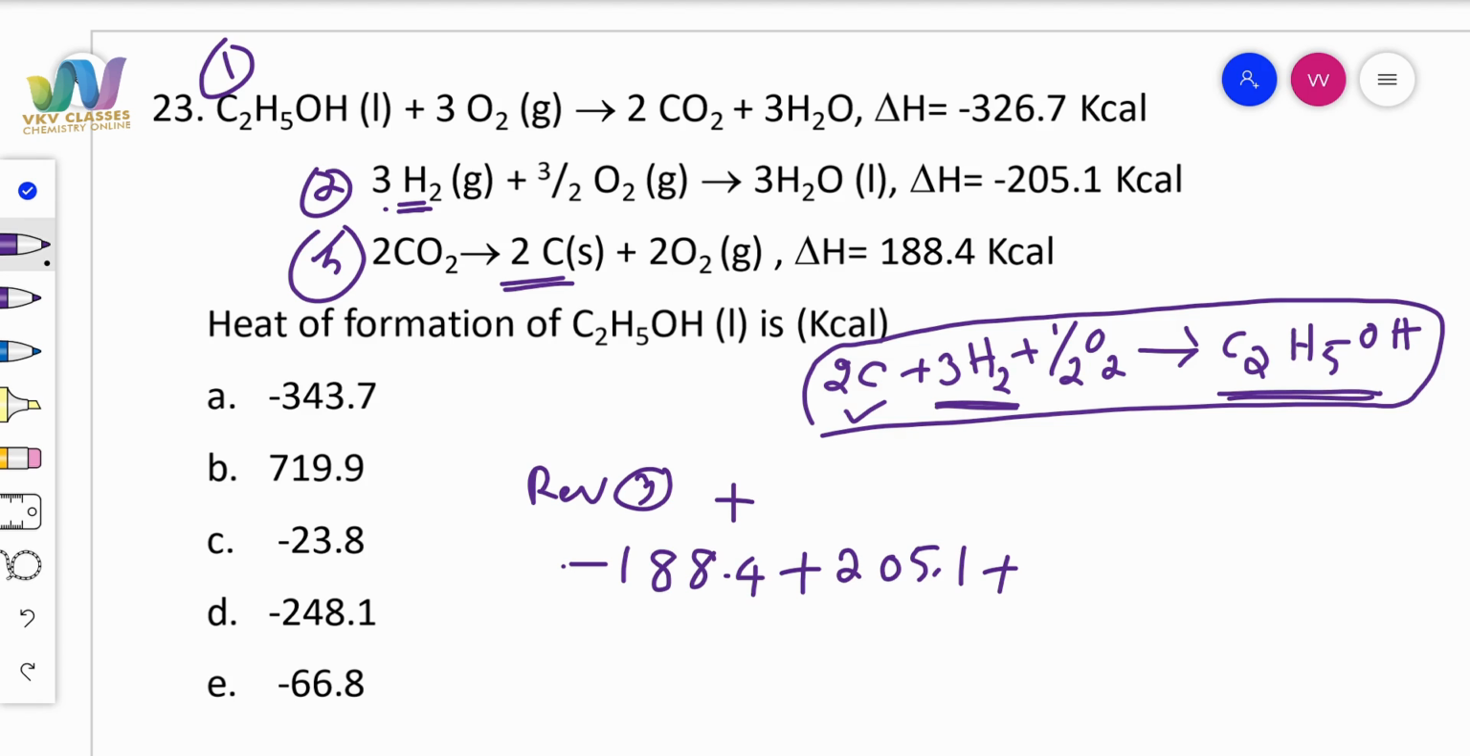On the right hand side we require C2H5OH. C2H5OH comes in the first equation as the reactant. To make it as the product, we have to reverse it. So when you are reversing, the value will get changed. Minus becomes plus 326.7. So these two are to be added from the minus 1. So you will be getting minus 66.8 as the correct answer.